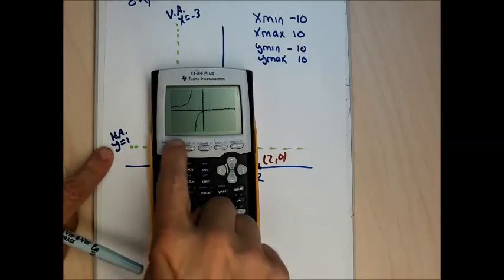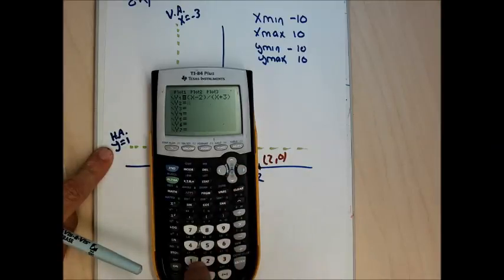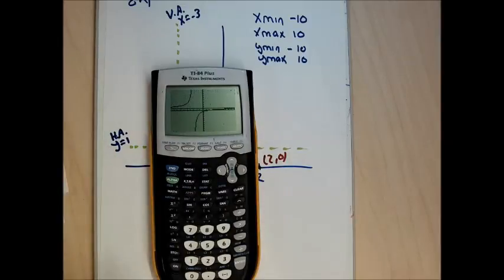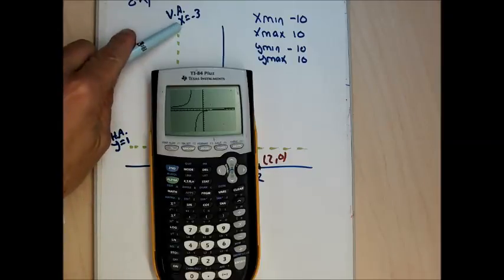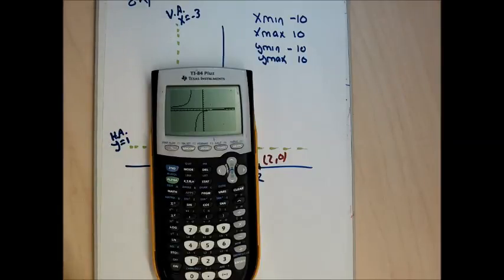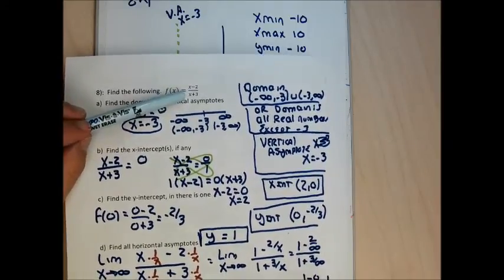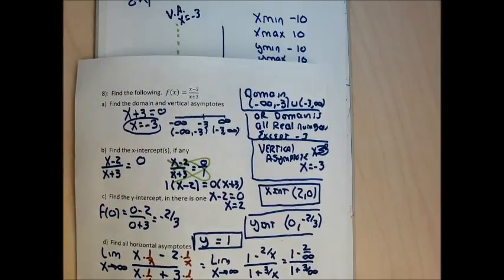Let me do the horizontal asymptote of y equal to 1 because that's easier. Into y2, I'm going to type the number 1. And now hit graph. Now I can see my horizontal asymptote just fine. I don't see my vertical asymptote at x equal to negative 3. To get the vertical asymptote to show up, you need to take the denominator and multiply it by 1,000 to get something that looks like a vertical asymptote.